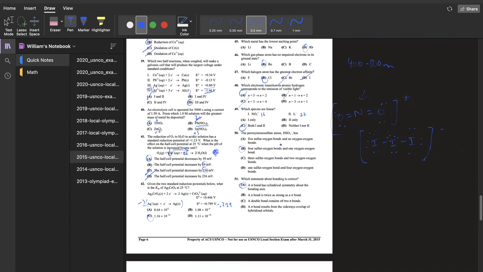Peroxymonosulfate anion. Oh, okay. Well, basically, you know that there is no connection between the H and the O. So you have to have... Oh, wait, no, there is.